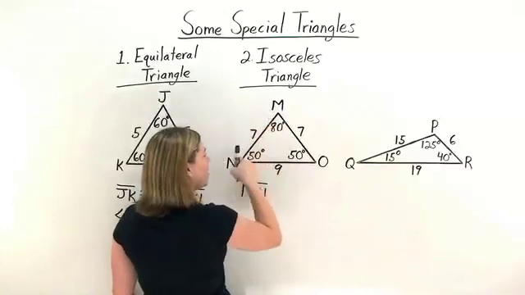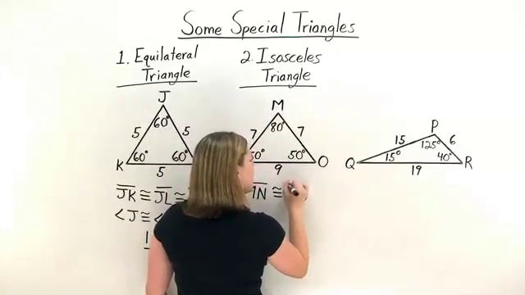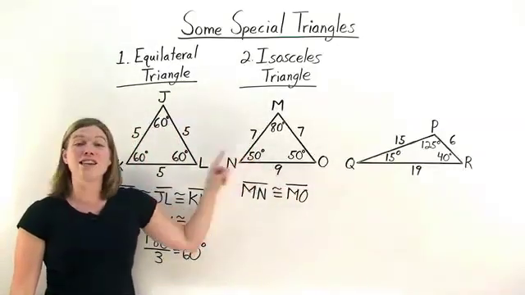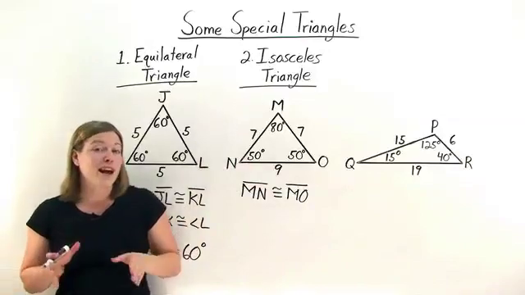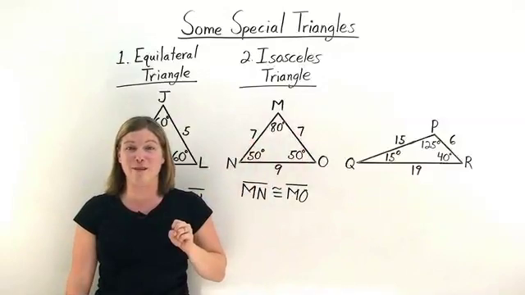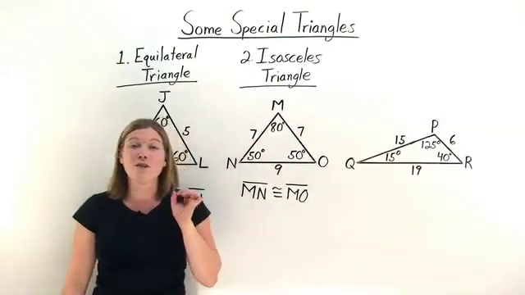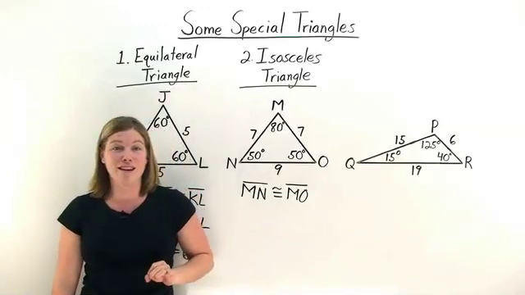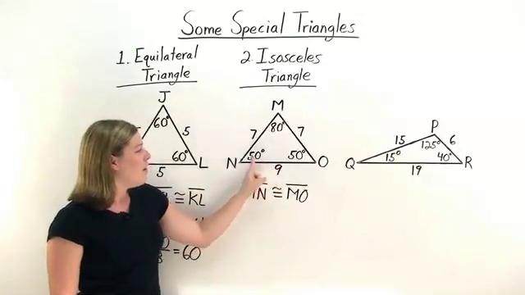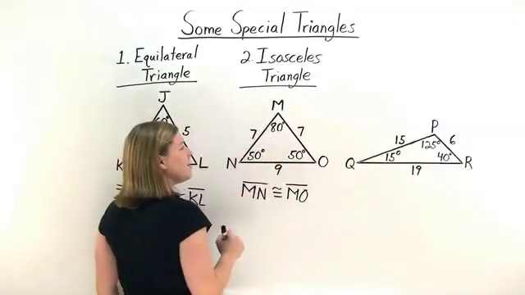Side MN is congruent to side MO. But those sides are not congruent to NO because that side has a different length. So it looks like an isosceles triangle is a triangle where at least 2 sides measure the same. That's exactly what an isosceles triangle is. And in a triangle, if we have 2 sides measuring the same, that means we also have 2 angles measuring the same as well. And we can see that. These 2 angles measure 50 degrees, and the other one measures 80 degrees.